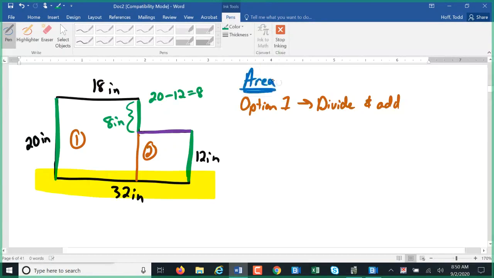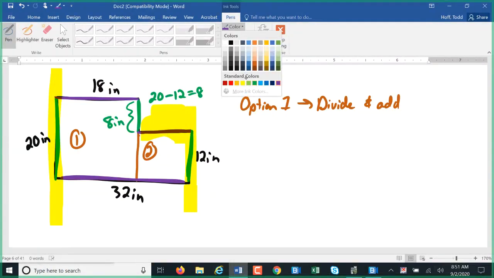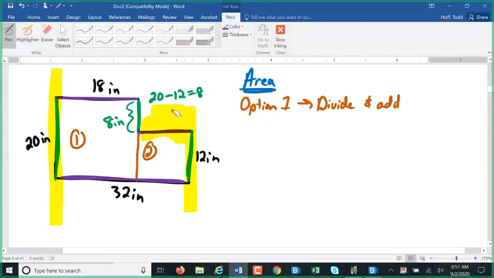My purple dimension can only combine with other dimensions that are horizontal. So the 18 here and the 32. Again, I see that they go from this far edge to this far edge. The 32 does it all by itself. The 18 combined with that missing dimension makes that length. So the 18 plus that dimension equals 32, or again, going backwards, 32 minus 18 equals 14. This dimension is 14 inches.